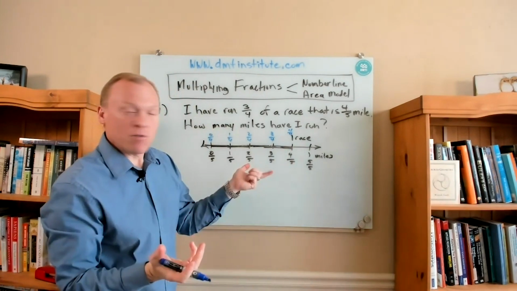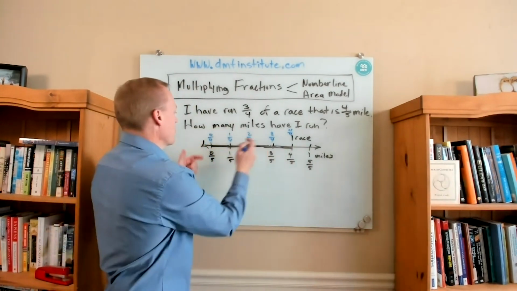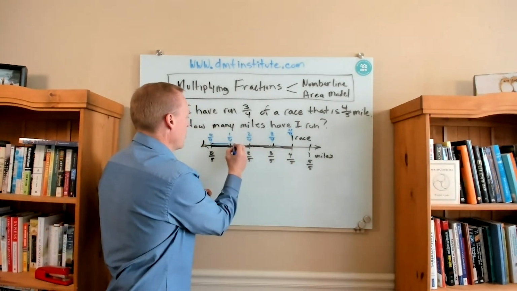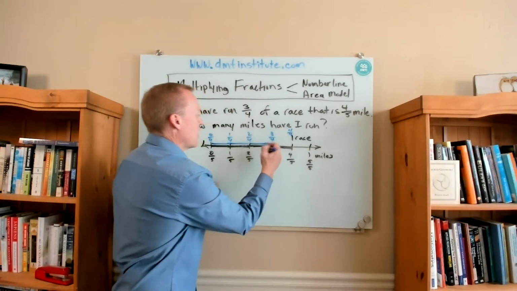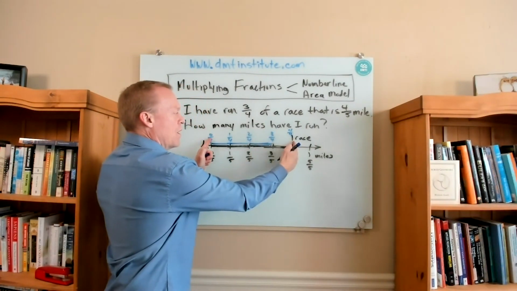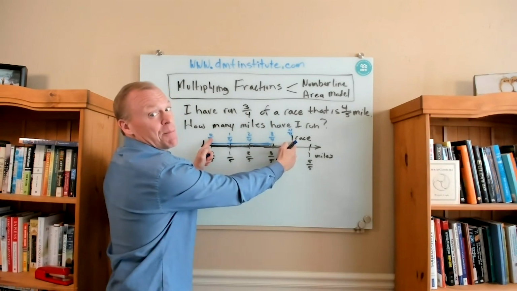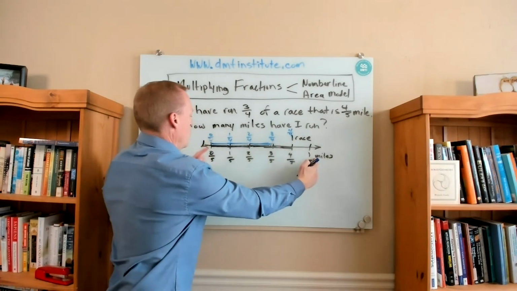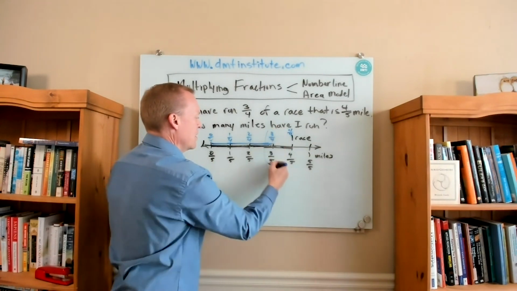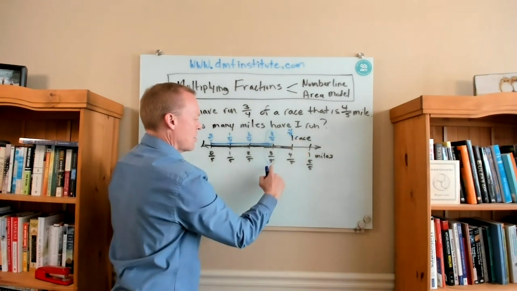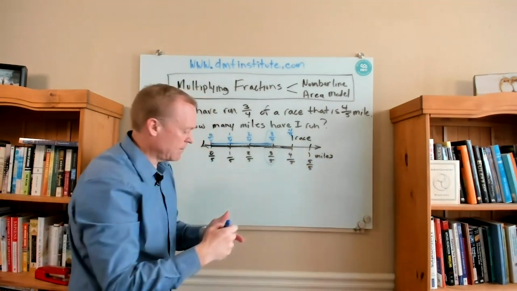Now, I've only run 3/4 of the race. So that represents here in blue, 1/4 of the race, 2/4, 3/4. So I've only run 3/4 of that 1 race. But how much is that in miles? I have to refer to the other reference of 1, which is here. So I've run 3/5. So 3/4 of a race is also 3/5 of 1 mile.